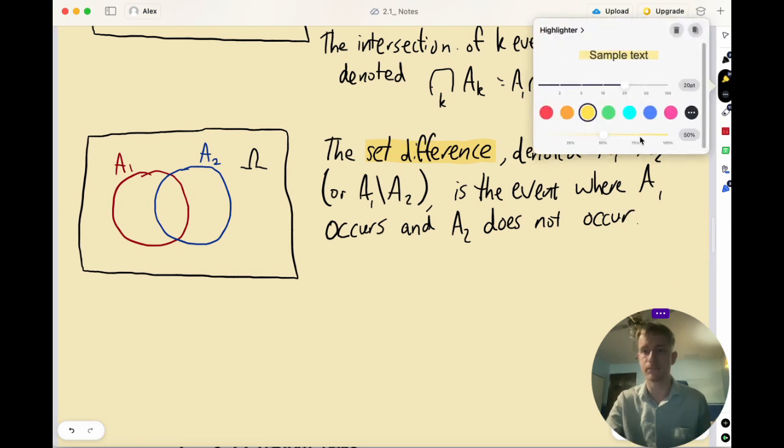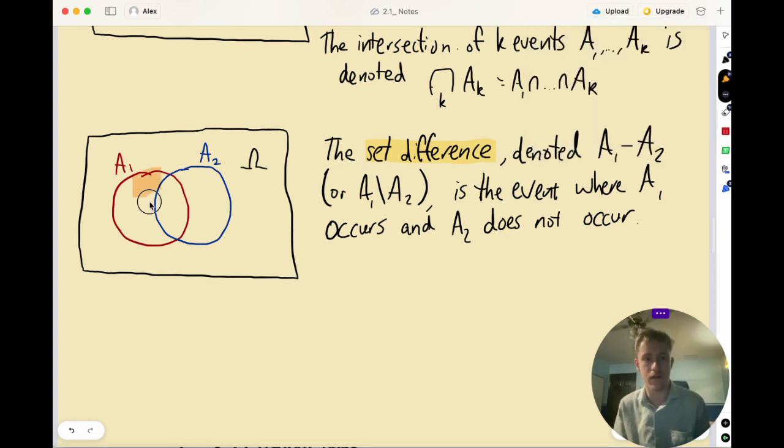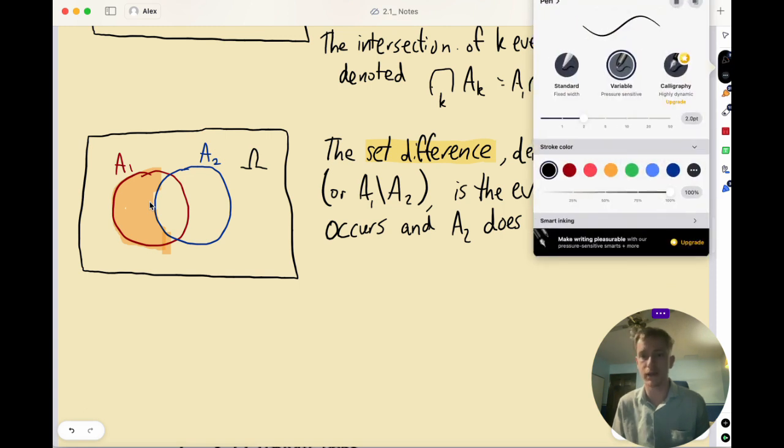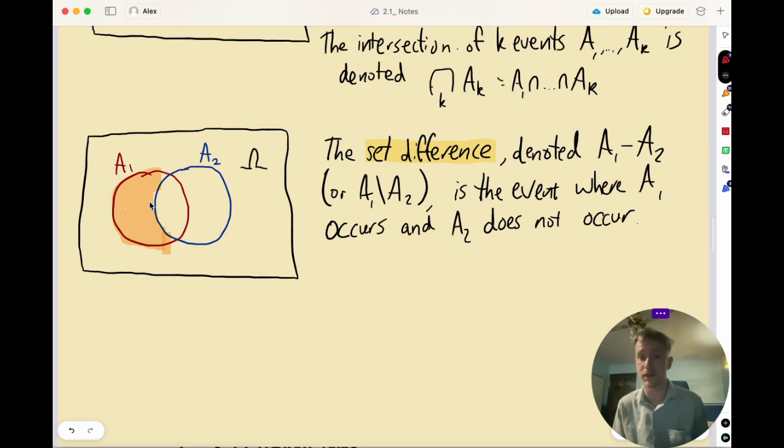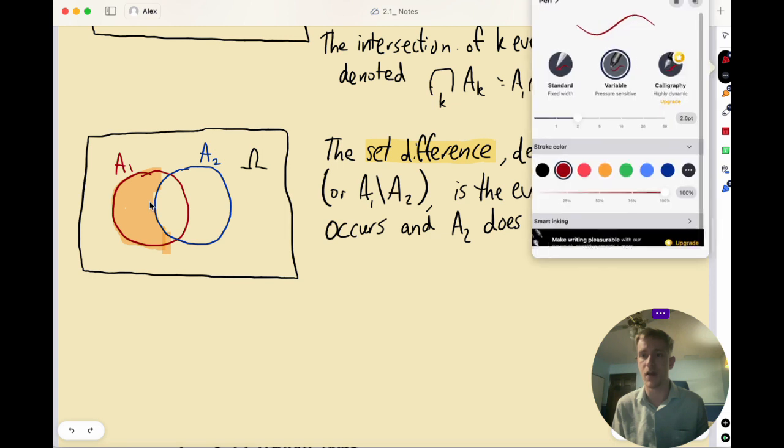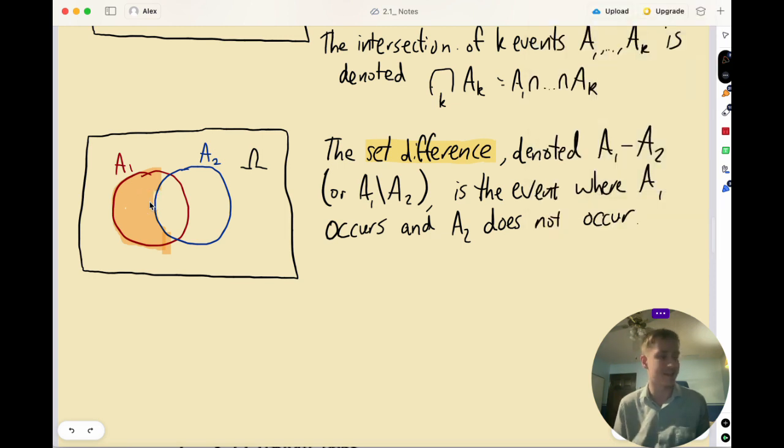So what would this be? Well, we do not include the intersection, so none of A2 shows here. Just this little bit. Now, it's important to note the way that I wrote this. There's a really obvious fact that comes from this. It says that A1 occurs and A2 does not occur. Keep that in mind because we're going to reformulate a set difference in terms of other things we talk about. So that's the set difference.